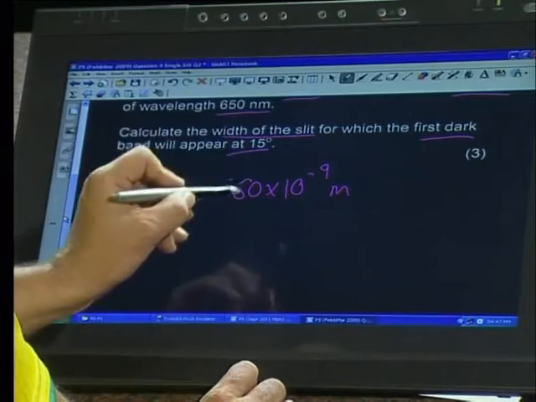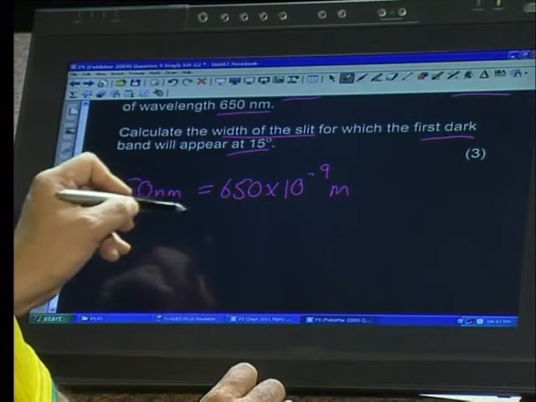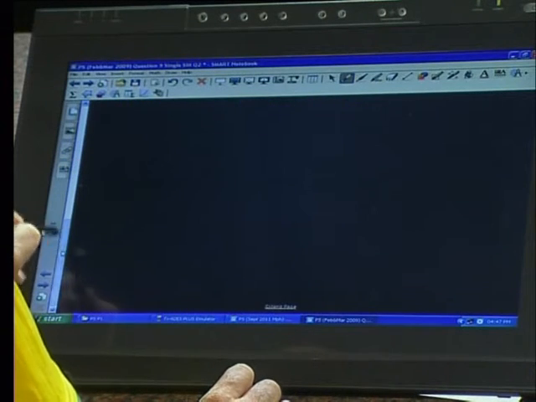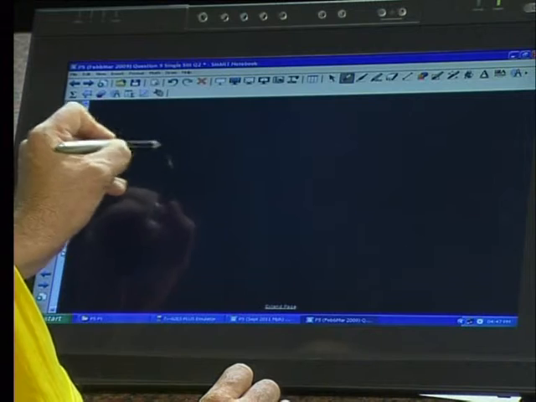Okay, so I want to sketch the diagram of what's happening first of all, and then we'll go and solve the problem. Because I don't know whether you're going to be asked to find the slit width, or to find the distance, or to find the wavelength. You could be asked any of those. So let's go and see what's happening.